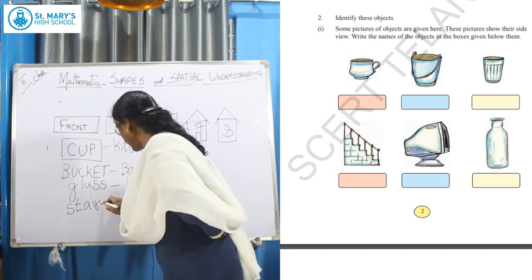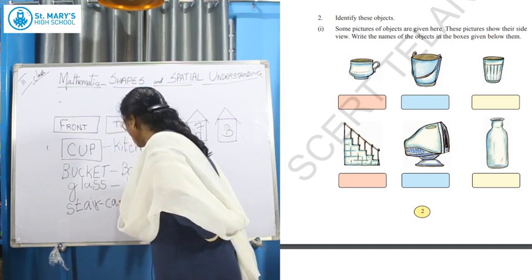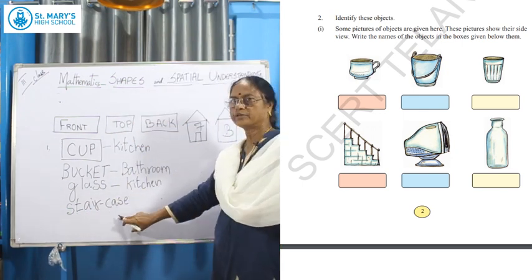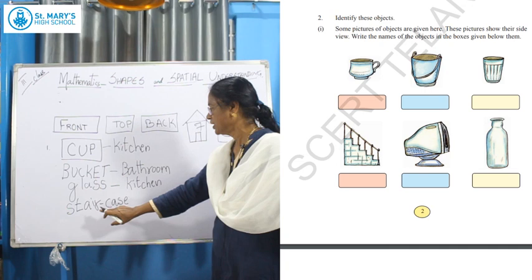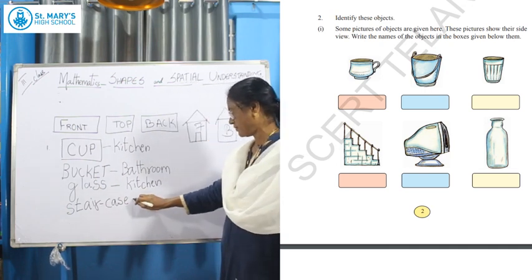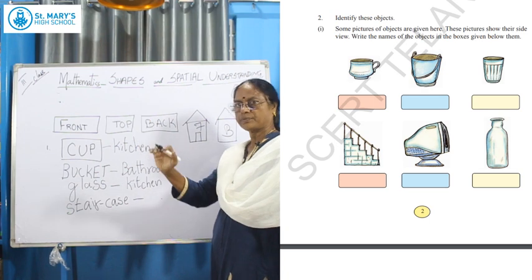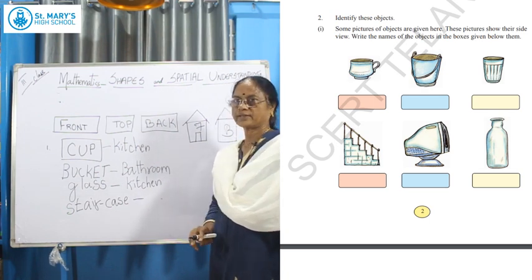S-T-A-I-R. Staircase. This is two words. This is called compound words. So, staircase. When you go to the top floor, you will write.